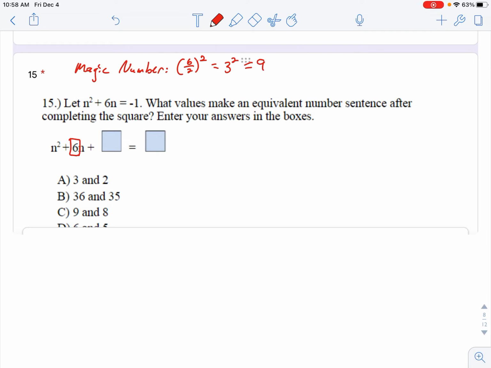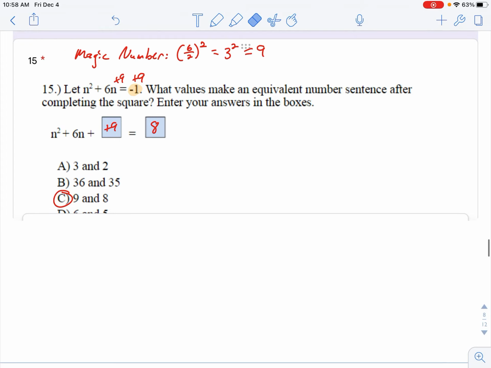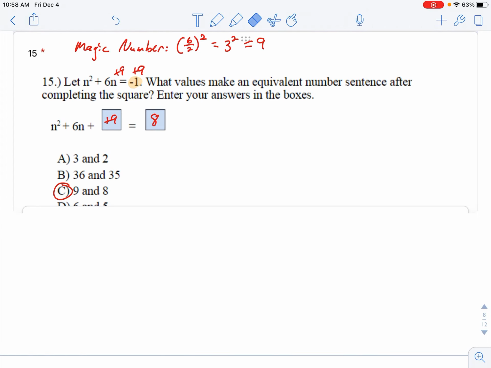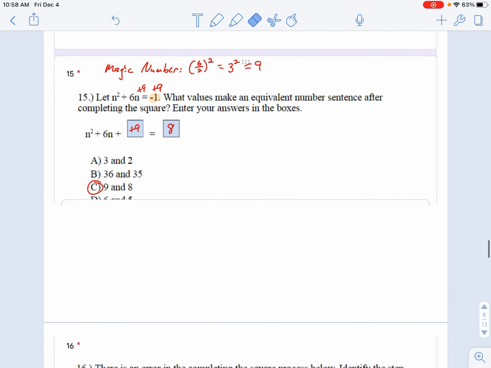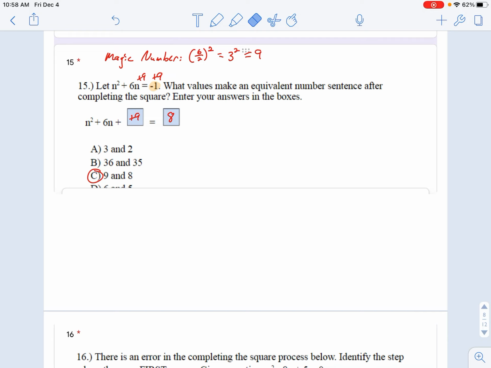So what we need to do is add a 9 on this side of the equal sign and add a 9 on that side. So this box is a plus 9. The other box, since there's a negative 1 over there, negative 1 plus 9 is 8. So C, what numbers go in the boxes? A 9 and an 8. The test will be just like that, so make sure you fully understand this question before you take the test. All right, we'll do the next 5 problems in another video.